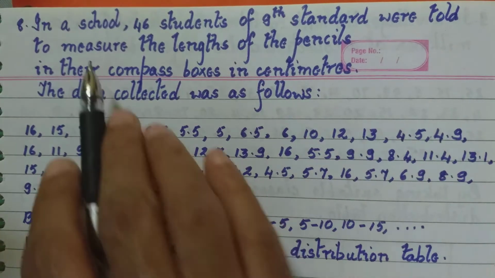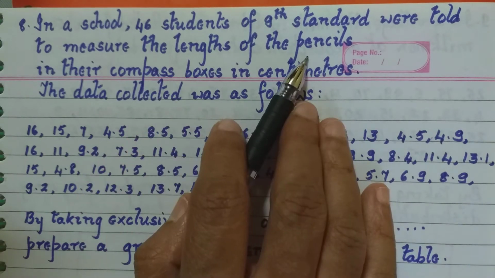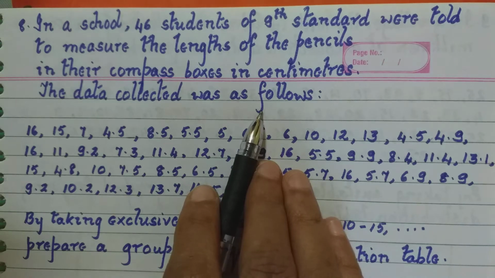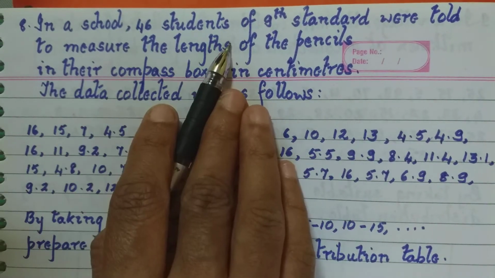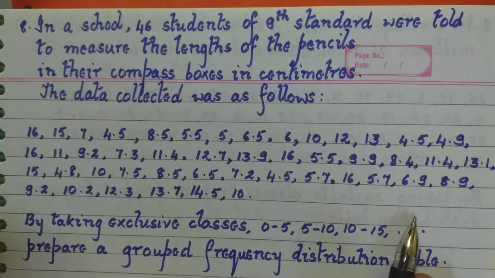Going to the eighth question, in a school, 46 students of 9th standard were told to measure the lengths of their pencils in their compass boxes in centimeters. The data collected was as follows. So there were 46 students and the lengths of their pencils were here. So there are 46 numbers which are given here.